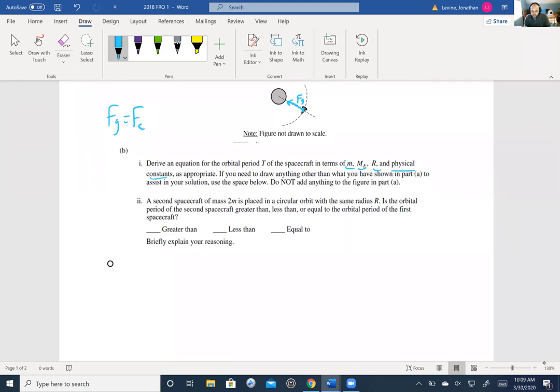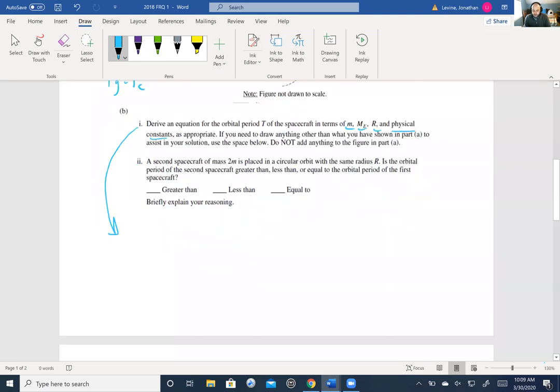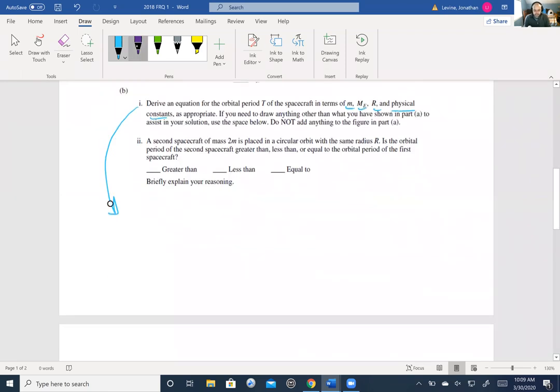Then it says, if you need to draw anything other than what you have shown in part A to assist in your solution, use the space below. Do not add anything to the figure from part A. I'm going to do part B-I down here because I didn't leave enough space when pasting this over, since the document didn't have that space built in.